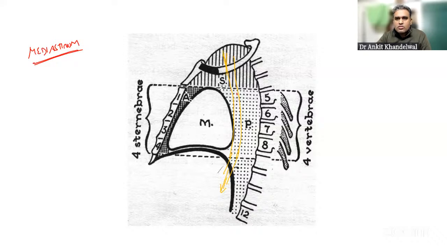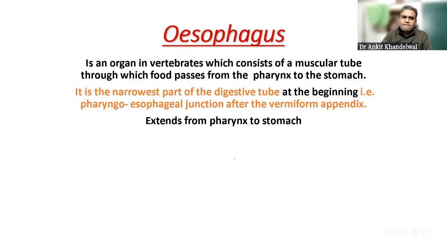So it is passing through which mediastinum? Superior and posterior mediastinum. Okay. Esophagus, a muscular tube, fair enough. You have to write this. The narrowest part of the digestive tube lies at the beginning, the pharyngoesophageal junction. So that is a separate question in itself. The narrowest part of the digestive tube is the pharyngoesophageal junction, where the esophagus starts.